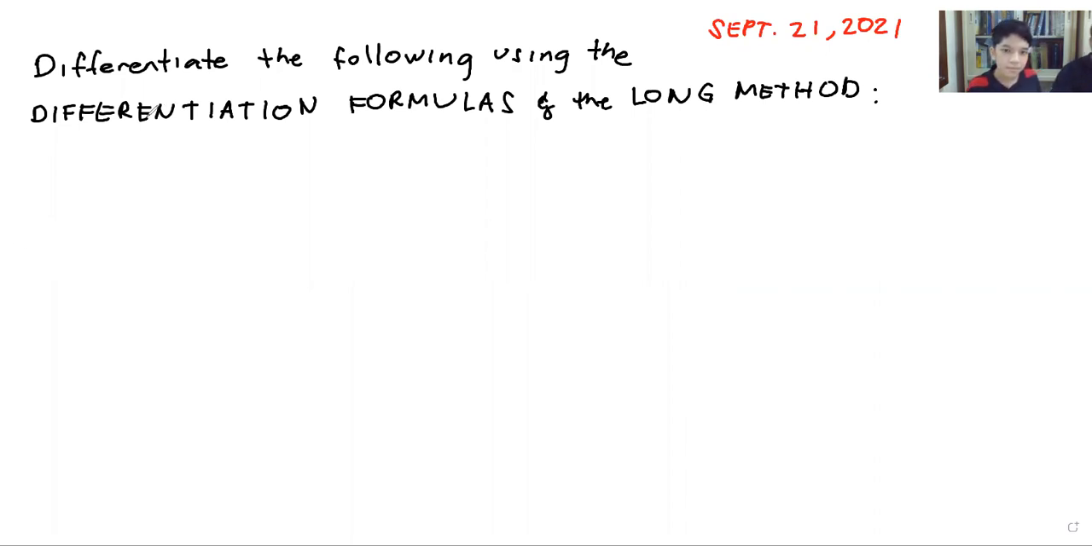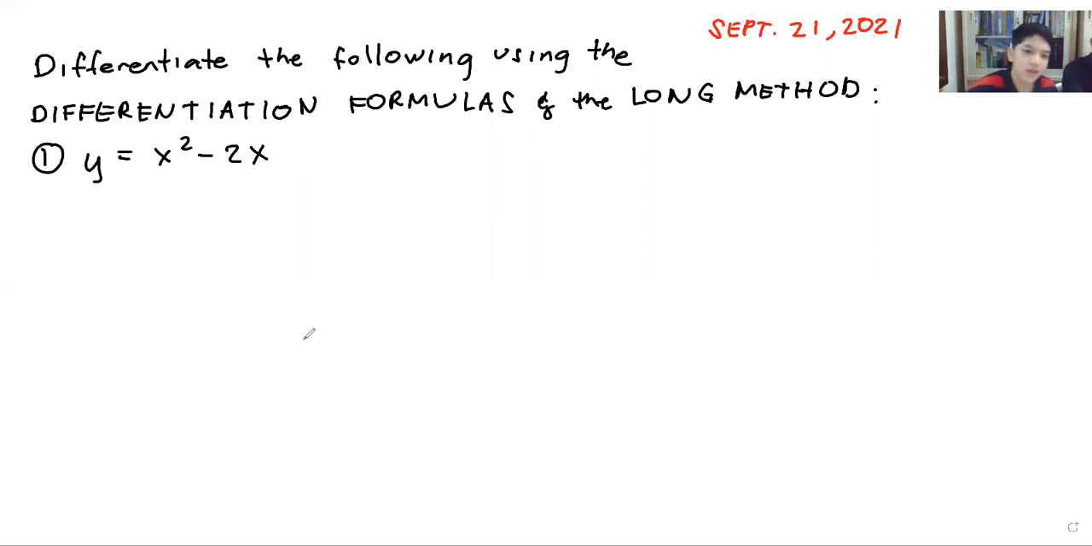Differentiate the following using the differentiation formulas and the long method. Are you ready? Yes. Okay. For the first problem, differentiate y is equal to x squared minus 2x. Use the differentiation formulas first.